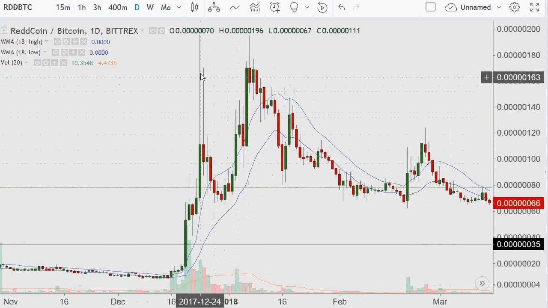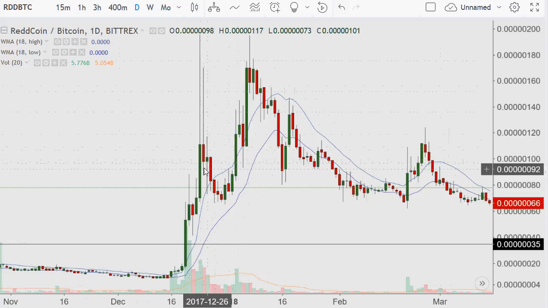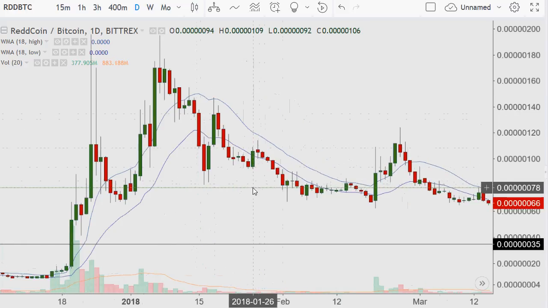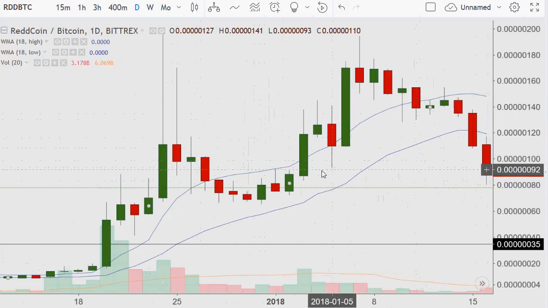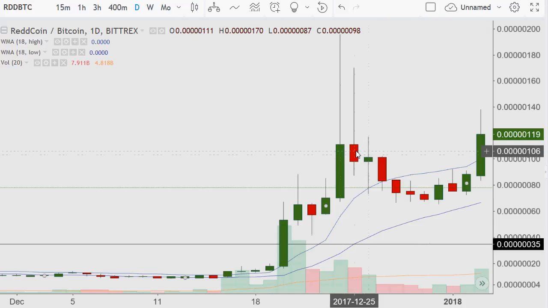And when you look at this, the intraday movements on just a few periods, I only want to look at a few candles just so I can look at the data. On Christmas Eve, a low of 67, a high of 196, closing at 111. Then the next day, it goes up to 170.